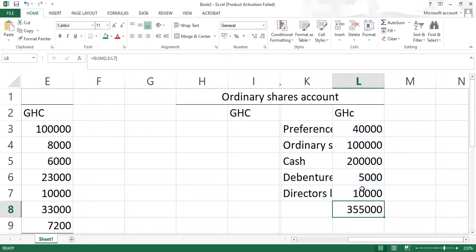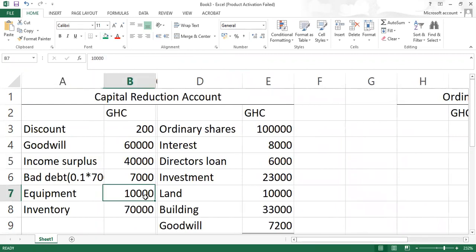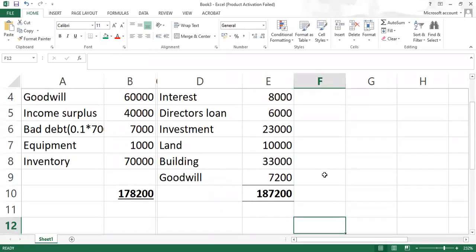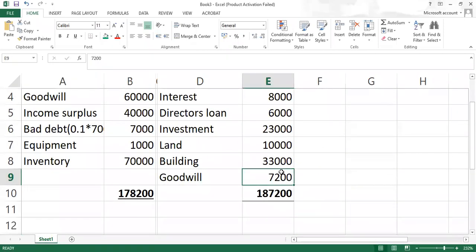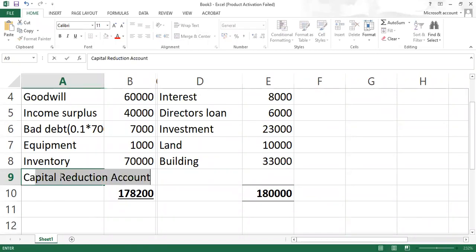So we have the balance. The equipment, the capital reduction account, yes. The figure is supposed to be 1,000. I made it 10,000, sorry. So that side should not be bigger. This side should be bigger rather. So it's supposed to be capital surplus rather, isn't it? Yes. Okay, so what will be the difference?